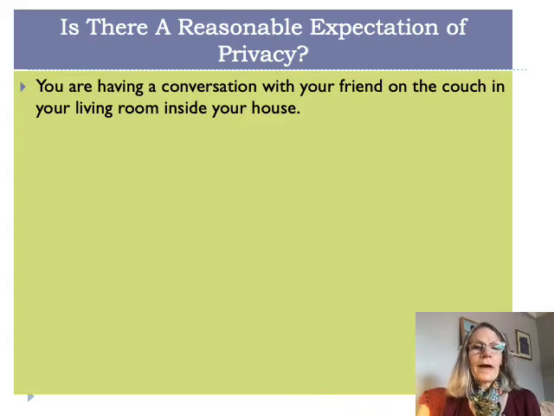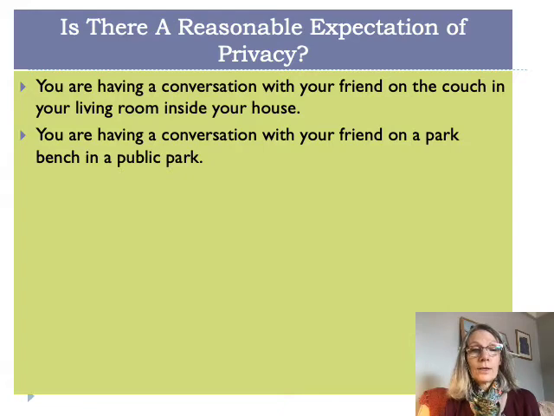Okay, let's say you are having a conversation with your friend on the couch in your living room inside your house. Do you think it's reasonable to expect that that is a private conversation, that what's going on in your living room is private? In other words, is there a reasonable expectation of privacy? And if cops want to intrude on that, it triggers the Fourth Amendment, that they're going to need a warrant or probable cause. What about this one?